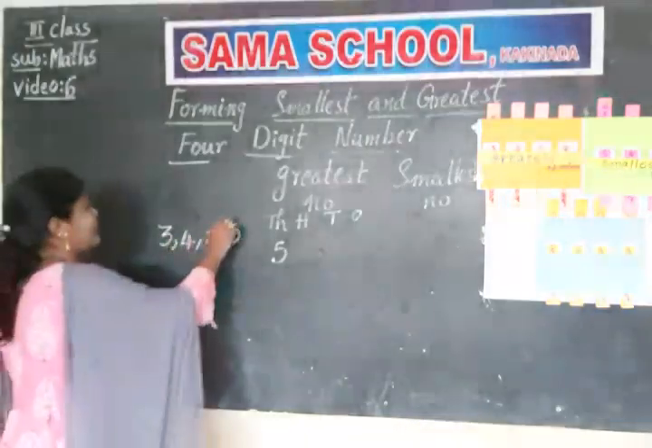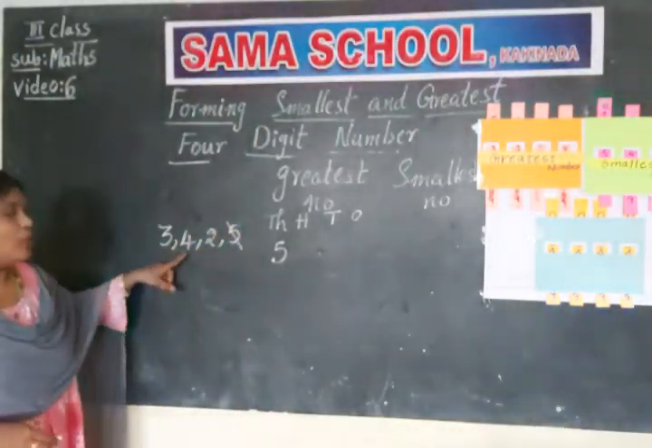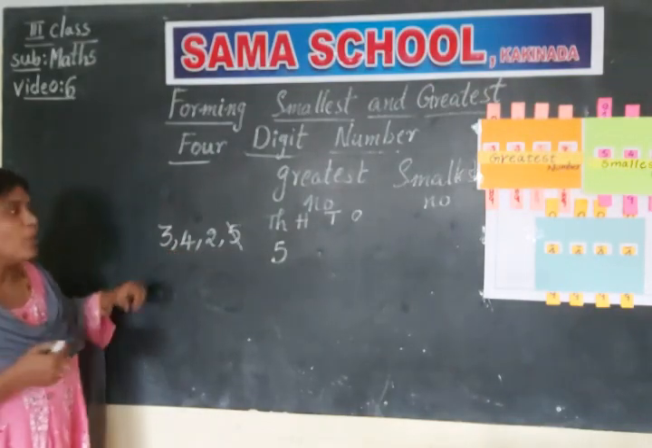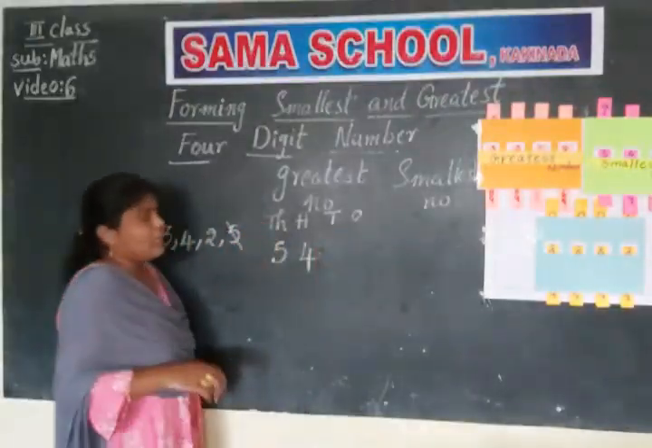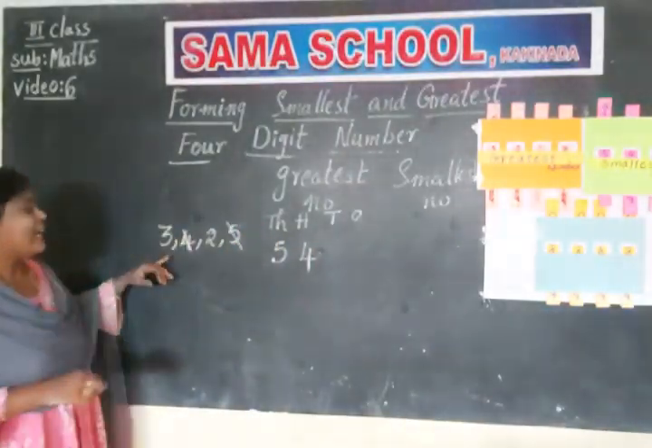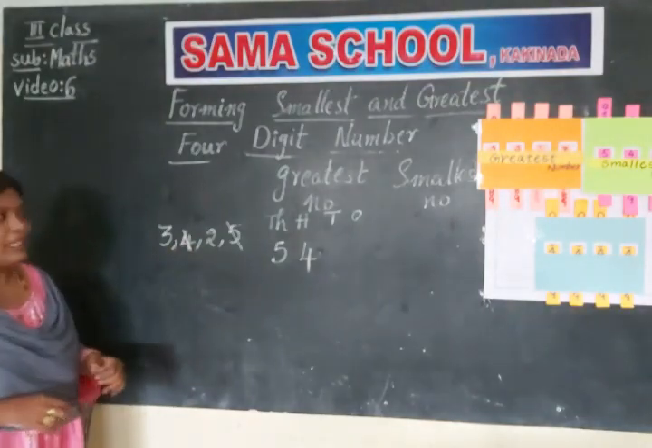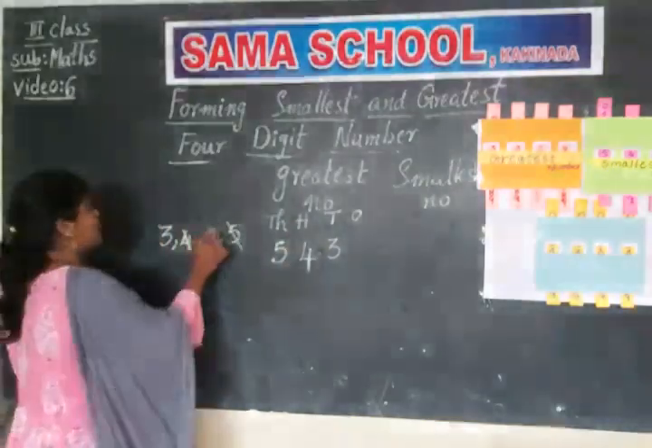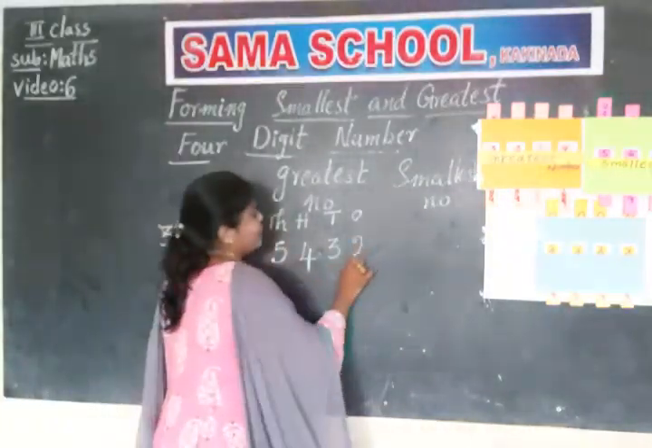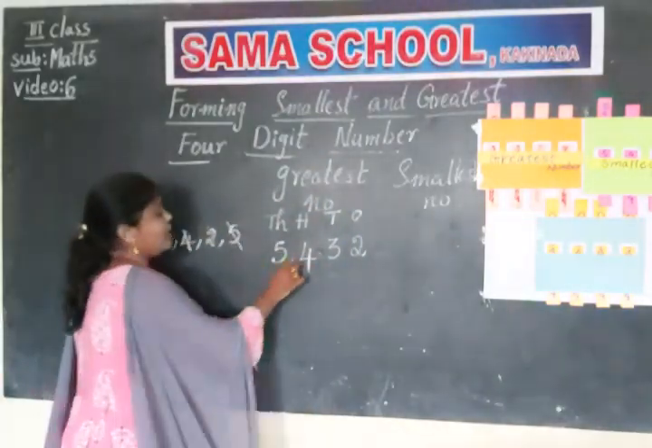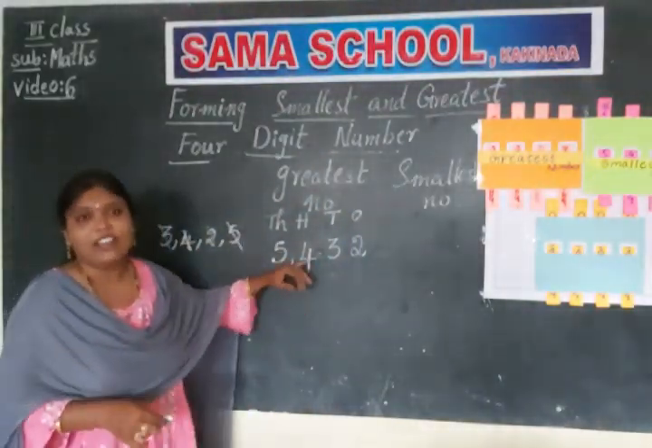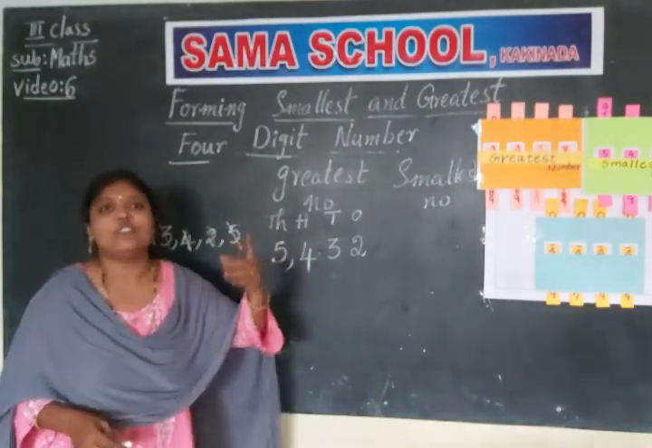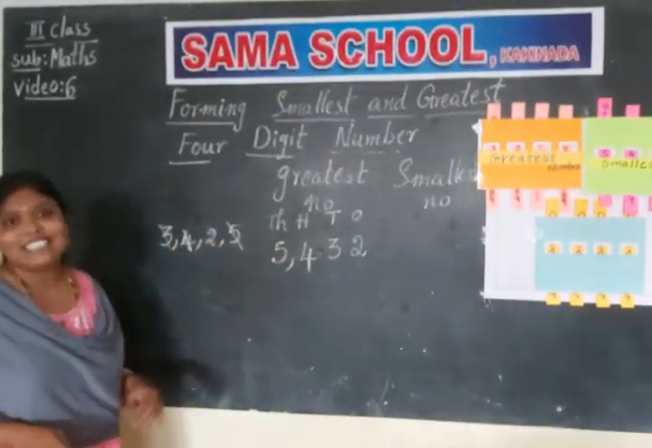And next, what are the remaining numbers? 3, 4 and 2. Among these, what is the greatest number? 4. So write 4 under the hundreds place. In 3 and 2, 3 is the bigger digit. So write 3 in the tens place, and the leftover number is 2. So write 2 in the ones place. So what is the number? 5432. It is the largest 4-digit number which we frame by using these digits.